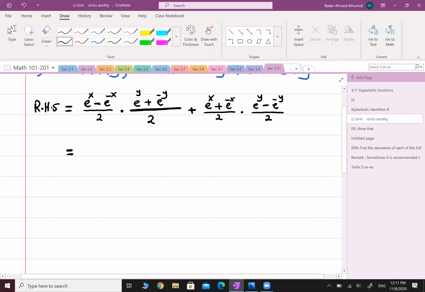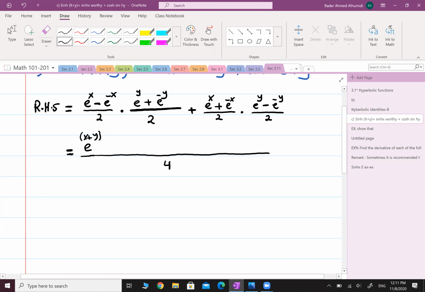Okay, if you allow me, I will write everything over 4. Everything here as one fraction. Everything is over 4. That is 2 by 2. Coming to the numerators we have, let's multiply now e to the x by e to the power y. That will give me what? E to the power x plus y.